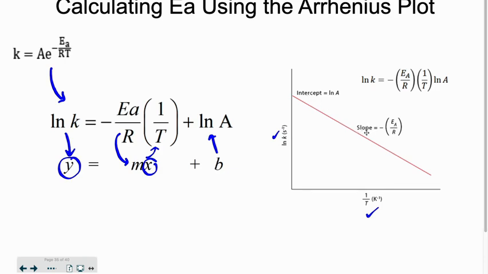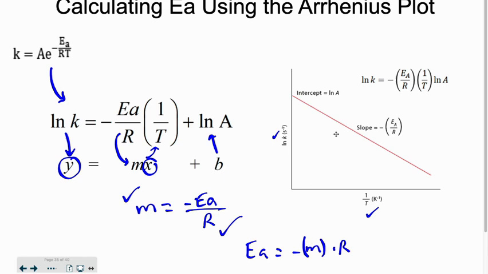And what you would be required to do is to use this graph to calculate activation energy. How do we do that? You have to calculate slope. If you look at this equation, m equals negative EA over R, m being slope. If I can find the slope of the graph, and I have the value of R, which we do, we can rearrange this equation and calculate activation energy. Activation energy would then be negative m times R.